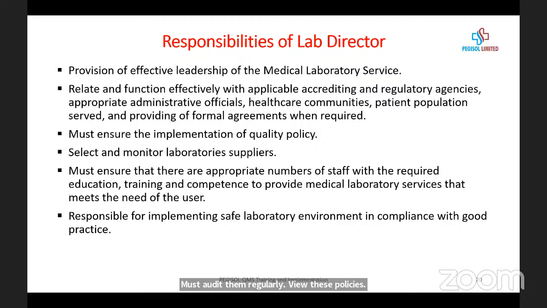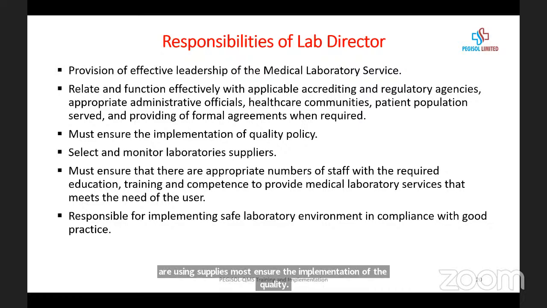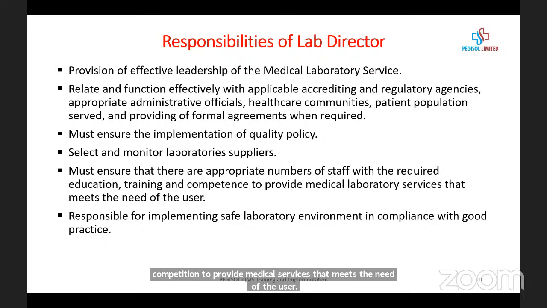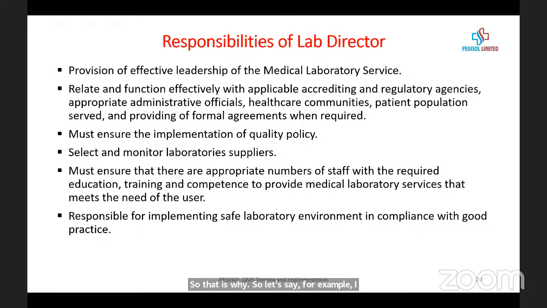Must ensure the implementation of the quality policy. You know, there's quality management, there's the quality manual, there's the quality policy, and there's the quality objective. Must ensure that there are appropriate numbers of staff with the required education, training, and competency to provide medical laboratory services that meet the needs of the user. So that is why, let's say, for example, I remember a story of someone who wanted to open a lab.